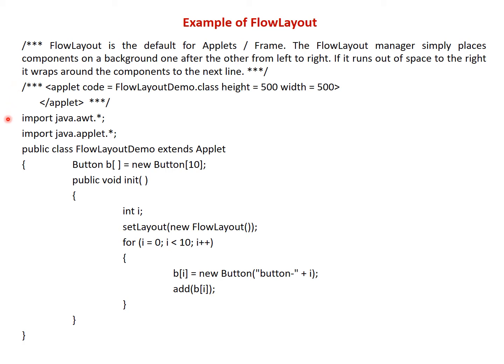First, we import the packages AWT and applet. Then, public class FlowLayoutDemo extends Applet. Here, we declare the class. In the class, we declare one array of buttons, that is 10 buttons. Then we override the init method. In the init method, we declare the integer variable i, and after that we set the layout to the flow layout, that is setLayout(new FlowLayout()). This is the layout for the applet, and after this in the for loop we create the instance of the button and we add that button to the applet.